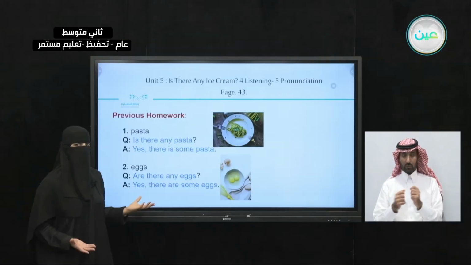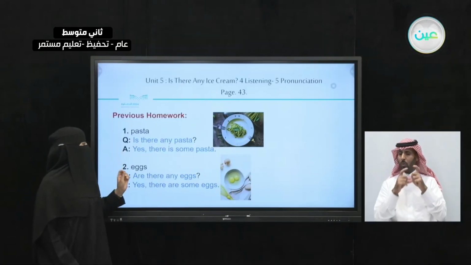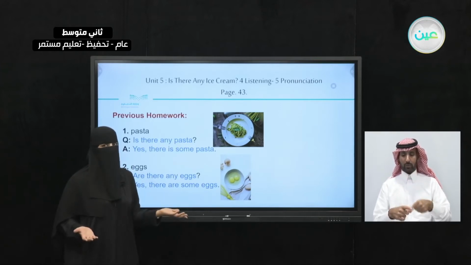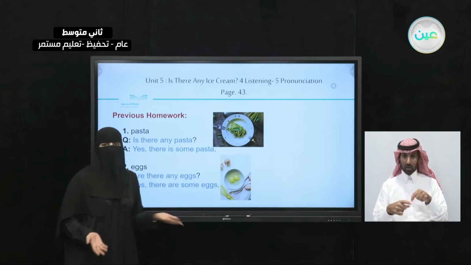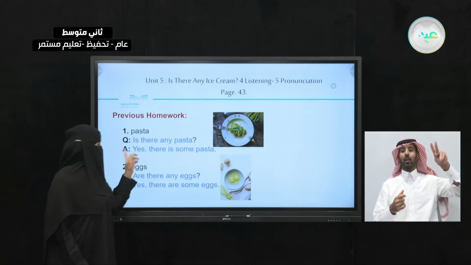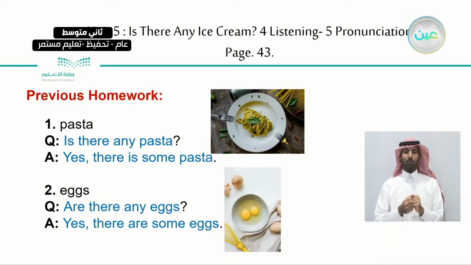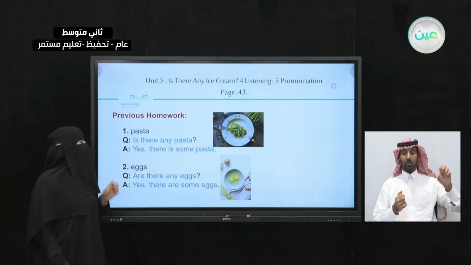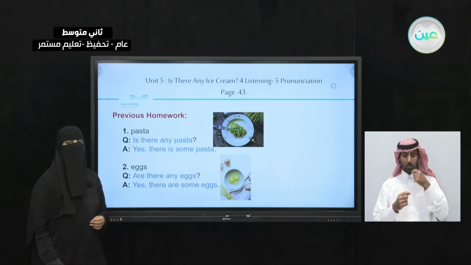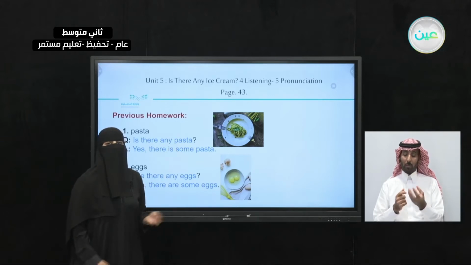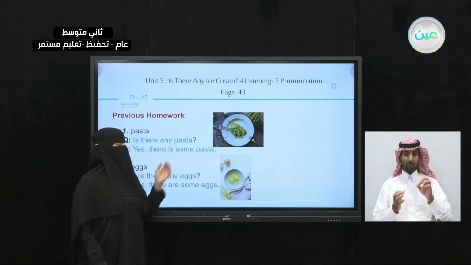So the question for this picture is like this. Is there any pasta? I don't know if there is a pasta or not. So that's why we're using the word any in the question. So what is the answer going to look like? It's going to look like this. Look, I can see some pasta on the plate, right? So the answer is yes, there is some pasta. Why did we use the word some here? Because it's affirmative. I know there is some pasta.